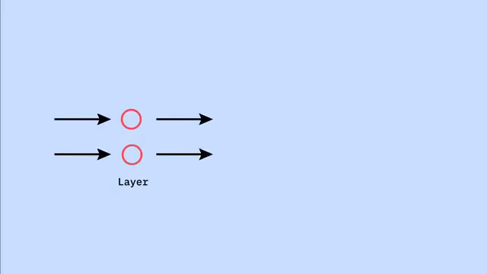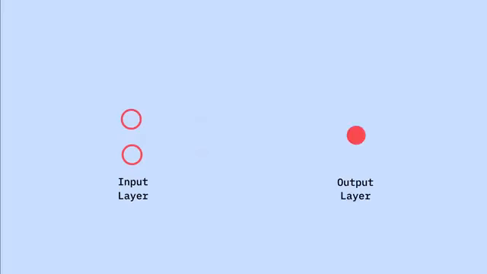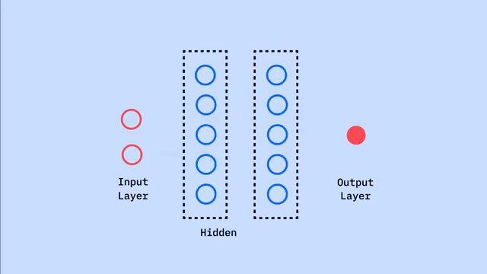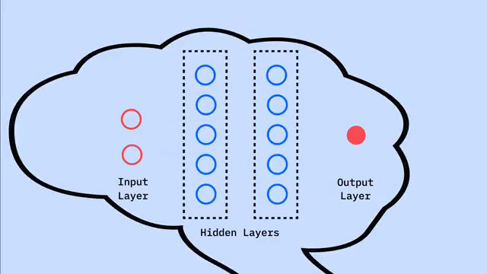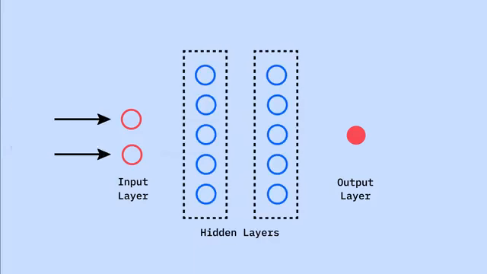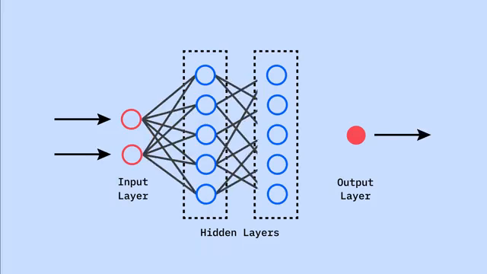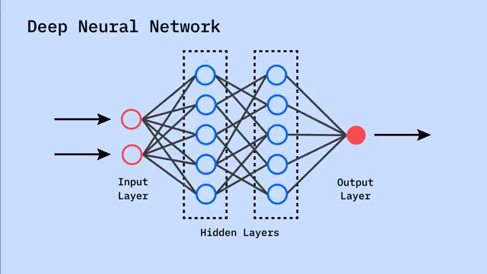A collection of neurons is called a layer, and a layer takes in an input and provides an output. Any neural network will have one input layer and one output layer. It will also have one or more hidden layers which simulate the types of activity that goes on in the human brain. Hidden layers take in a set of weighted inputs and produce an output through an activation function. A neural network having more than one hidden layer is referred to as a deep neural network.